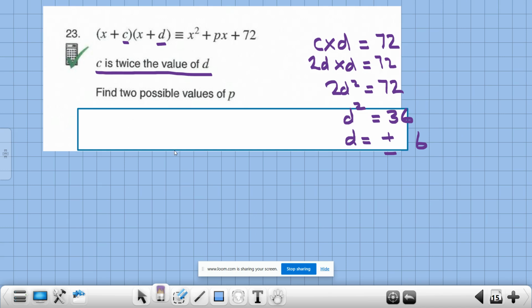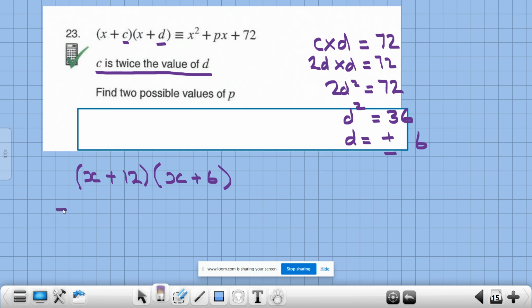What we need to do from there is to go back to the original problem, and we can now substitute in values for c and d. So we can say either we've got (x + 12), remember c is twice as much as d, multiplied by (x + 6). So that's the first scenario where both c and d are positive.